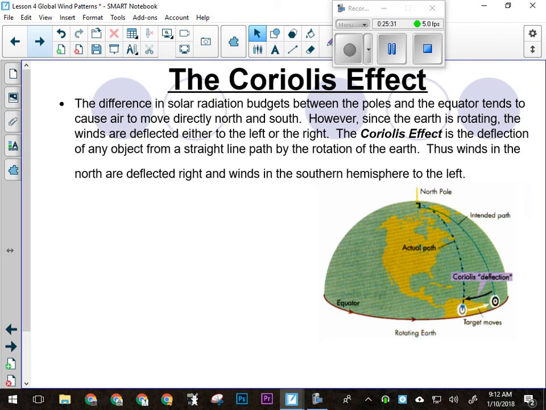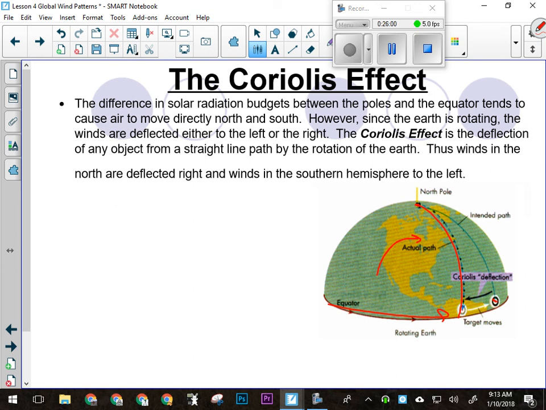So the Coriolis effect, we kind of already talked about that. This was kind of the diagram of the basketball demo I did. If something is trying to move in a straight line from here to there, but the Earth is rotating underneath it, it's not going to move in a straight line. It's going to get deflected, and it's going to end up over here instead. So it's going to be deflected towards the west when moving from north to south. If it's moving from south to north, it's going to get deflected to the east.